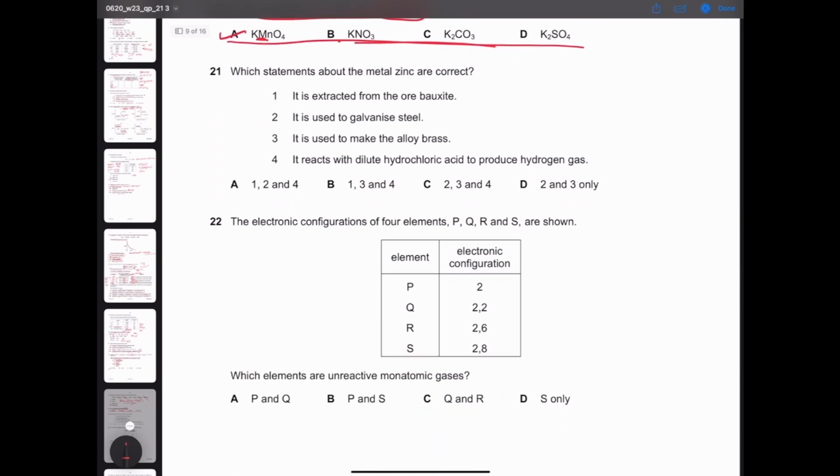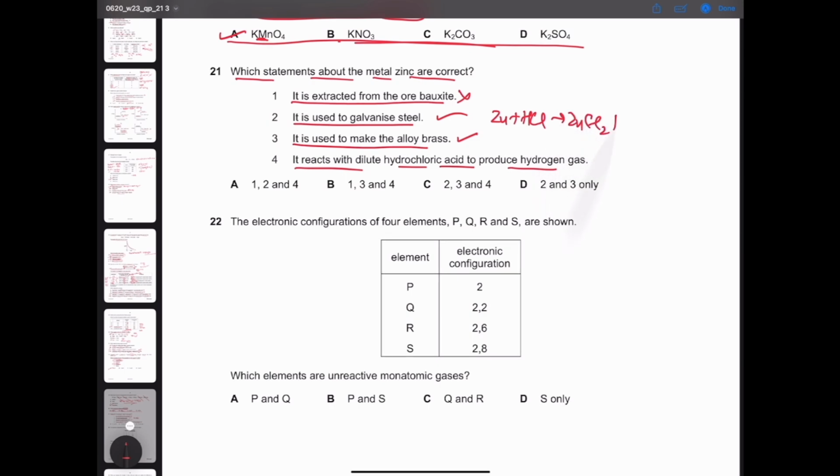Which statement about metal zinc is correct? It is extracted from the ore bauxite. No, this is for aluminium. It is used to galvanize steel. This is correct. It is used to make alloy brass. Correct. It reacts with dilute hydrochloric acid to produce hydrogen gas. Zinc plus HCl gives you ZnCl2 plus H2. Is this correct? It is correct. So statement 2, 3 and 4, option C.